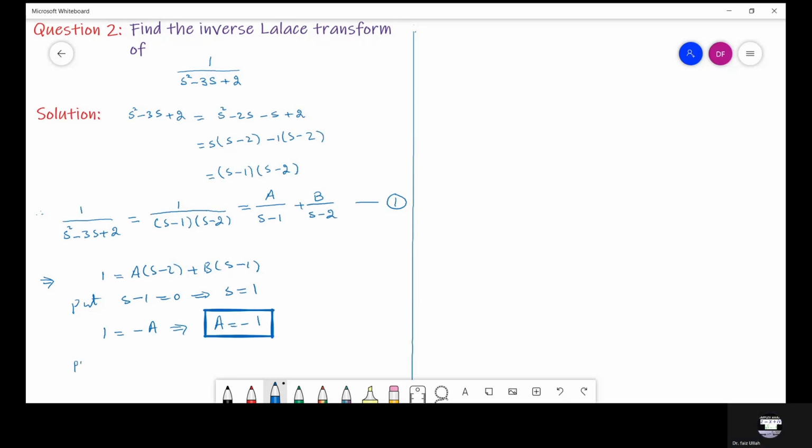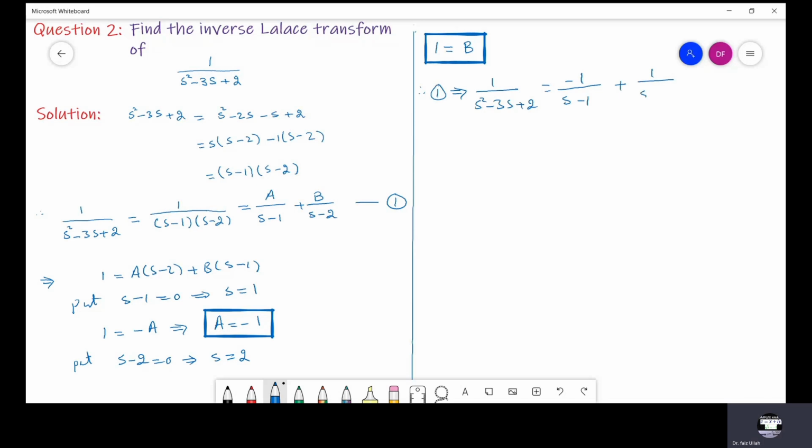And now if we put s minus 2 equal to 0, which is s is equal to 2, we obtain 1 is equal to, the first term will be 0, and from the second term we get the value of B, which is equal to 1. Therefore, equation 1 becomes 1 over s square minus 3s plus 2 is equal to, A is minus 1, so I will write minus 1 over s minus 1 plus B is 1, so I will write 1 over s minus 2.